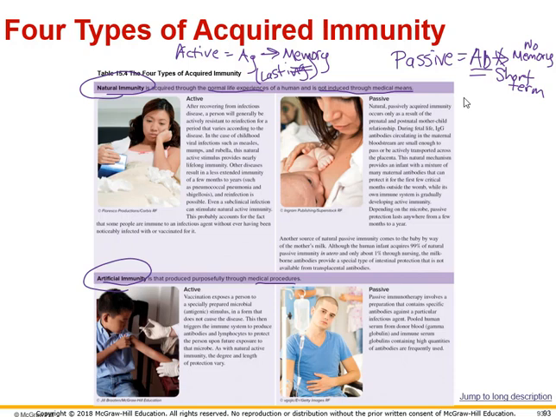So sometimes that's necessary because you need it right away. You don't have time to wait for your body to produce the antibodies yourself. Some examples, like this person here is obviously ill, and illness is natural, and you come into contact with this, you produce an immune response, so it's active. So natural active would be illness. Natural passive would be from mother to child, and that can be through the placenta or breast milk.